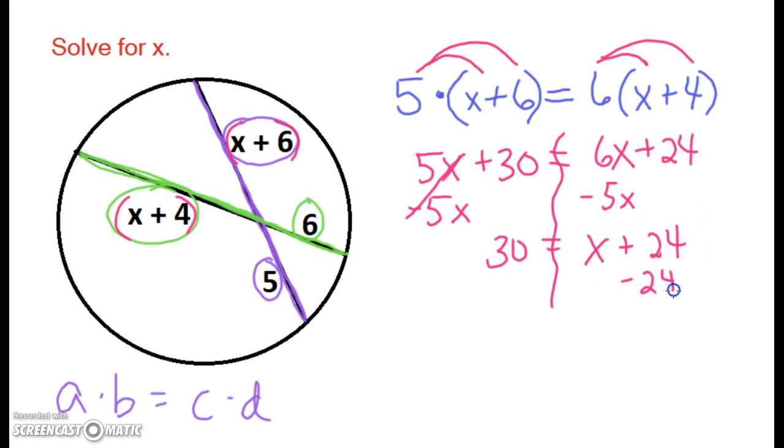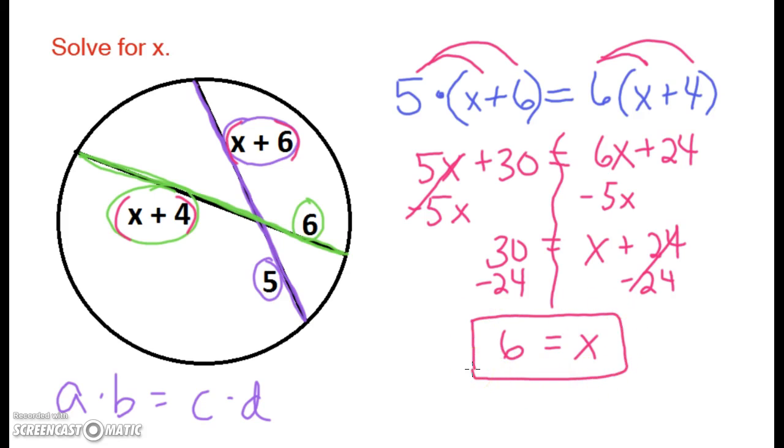And then I subtract 24, and I get x is equal to 6. And the question said solve for x. I solved for x, so I am all done.